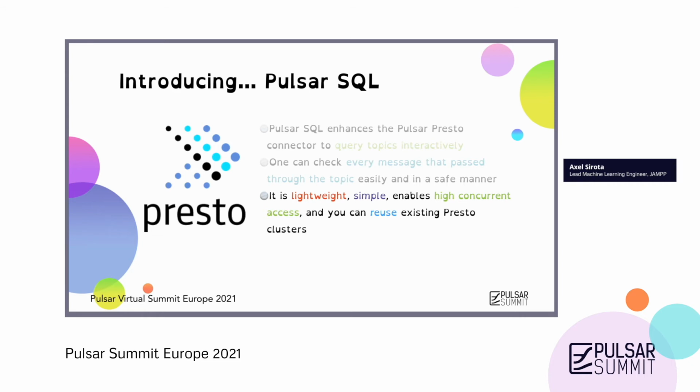It can allow high concurrent access due to the scalability of BookKeeper, and you can even reuse an existing Presto cluster. So you can analyze Pulsar topics with SQL. But SQL, we know how to run it, we know how to leverage tools. So that enables a whole new world of possibilities.